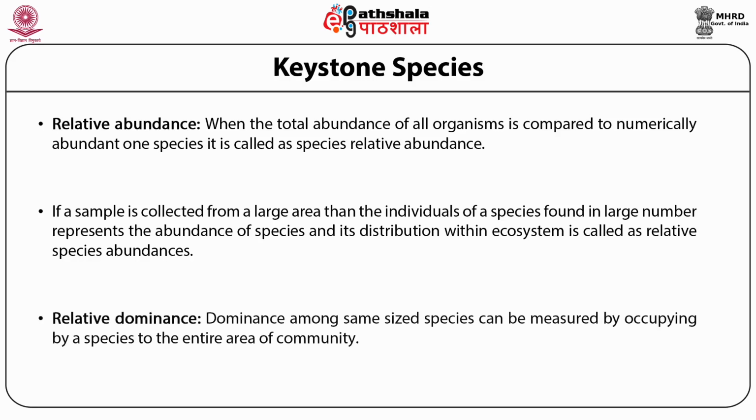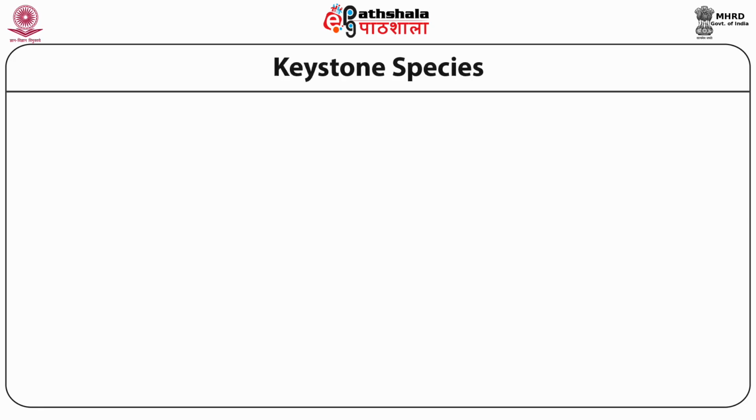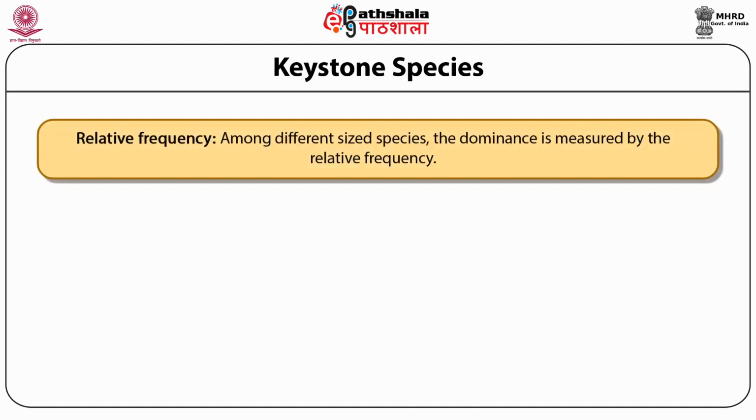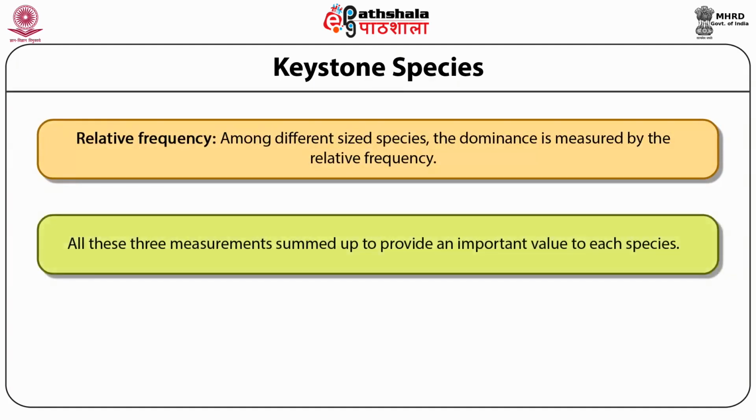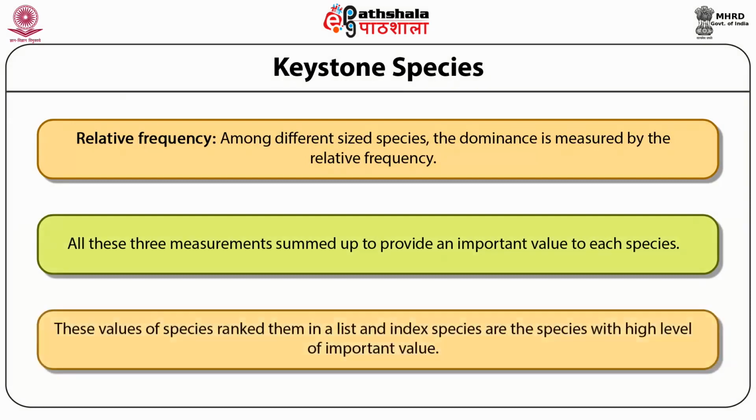Relative dominance: dominance among same-sized species can be measured by comparing the area occupied by a species to the entire area of the community. Relative frequency: among different-sized species, the dominance is measured by relative frequency. All these three measurements are summed up to provide an importance value for each species. These values rank species in a list, and index species are the species with a high importance value.